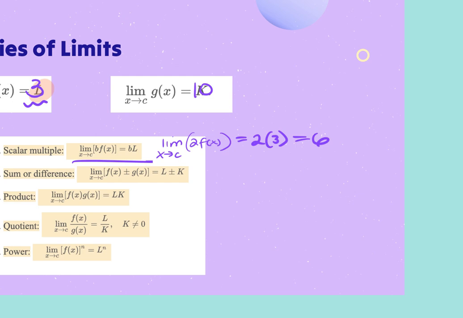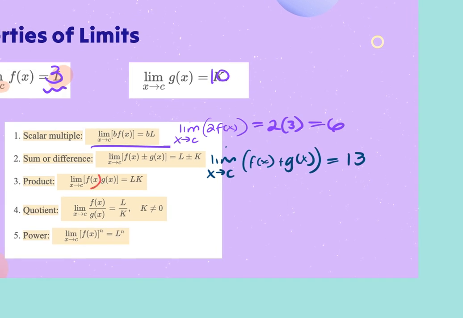Then you could do a sum or difference. So it could say the limit as x approaches c of f of x plus g of x. Now this doesn't mean you're adding f of x and g of x. It means you're adding their limits. What was the limit in this example of f of x? 3. The limit of g of x? 10. So 3 plus 10 would give you 13.